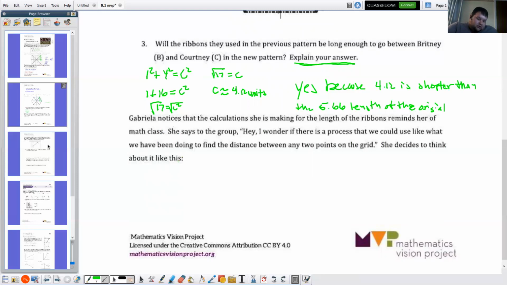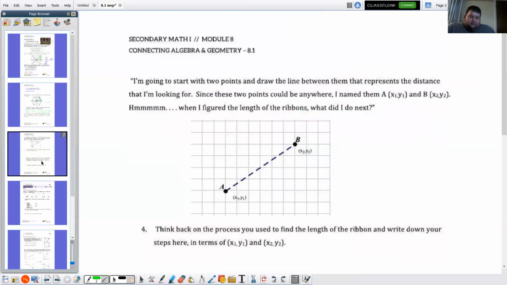Okay. So move down here and look at the way Gabriella thinks about it. So I'm going to start with 2 points and draw a line between them representing the distance. So she draws this line. Since the 2 points could be anywhere, this could be anywhere in the world, anywhere in existence, anywhere on the grid, doesn't matter. She named them A, and A has an X value and a Y value.